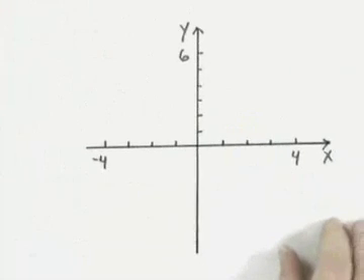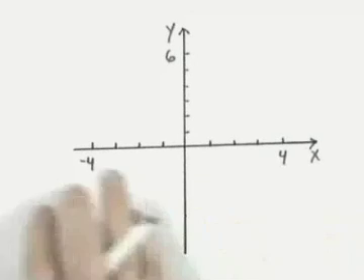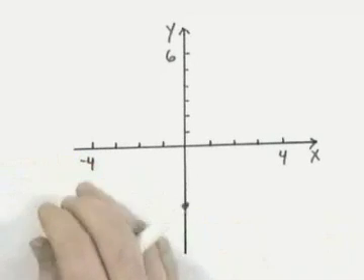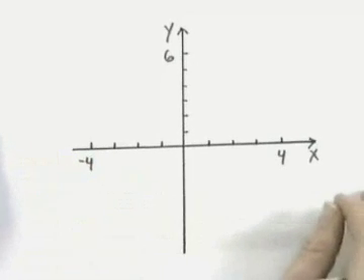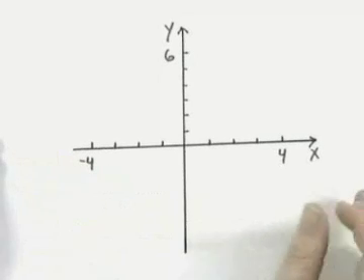So now what we're going to do is take a few of these points and graph them in a Cartesian plane to see if we can ascertain some of the characteristics of the graph of an exponential function, f of x equals a to the x power, where a is between 0 and 1.